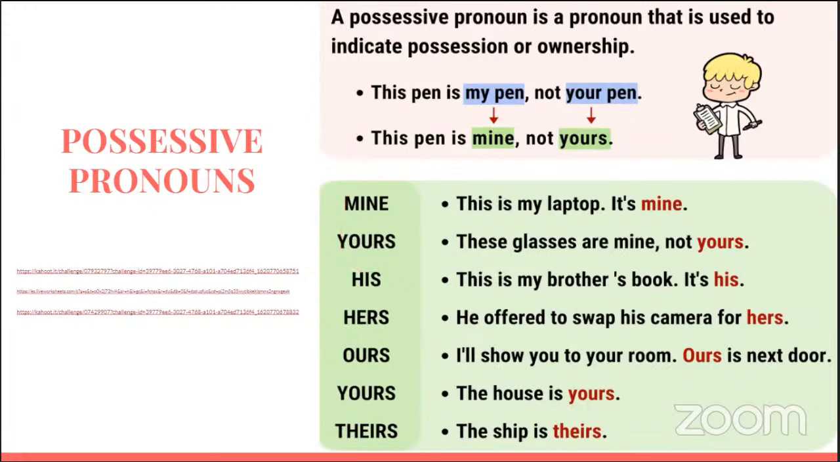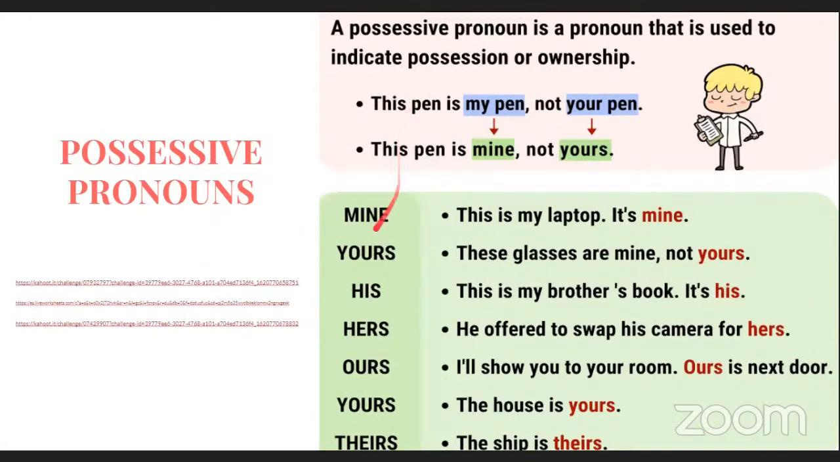And here we have the list and examples of this grammar topic. So, this pen is my pen, not your pen. This pen is mine, not yours. As you see here, in the first example we were using possessive adjectives, but we can also express the same meaning using possessive pronouns.